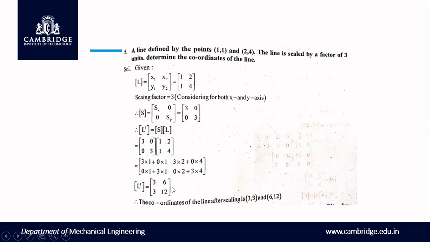That is, it has been enlarged. Previously it was 1 2 and 1 4. Now it has been enlarged to 3 6 and 3 12. That is, the first point is 3 comma 6, and the second point is 3 comma 12. So 1 comma 2 and 1 comma 4 have been scaled by a factor of 3. That is what you are supposed to know in scaling. These are all the things you are supposed to have with respect to your syllabus.